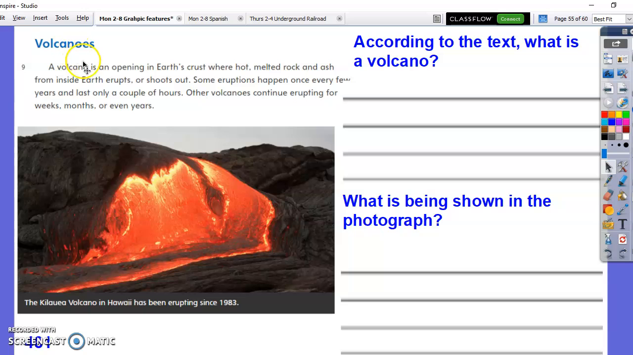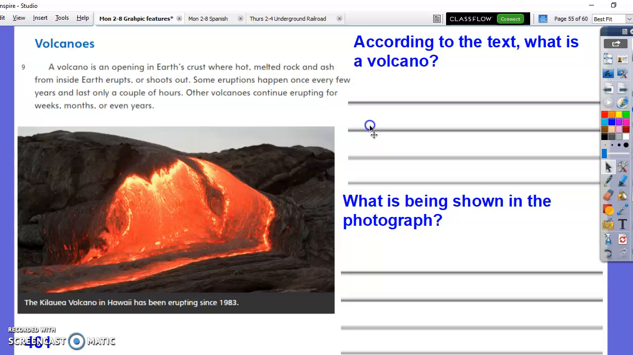Volcanoes. A volcano is an opening in Earth's crust where hot melted rock and ash from inside Earth erupts or shoots out. Some eruptions happen once every few years and last only a couple of hours. That's a few years. Other volcanoes continue erupting for weeks, months, or even years. And here it says the Kilauea volcano in Hawaii has been erupting since 1983. So here, close to 30 years, it's still erupting.